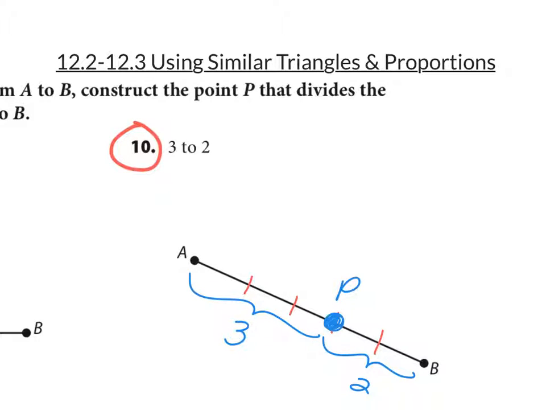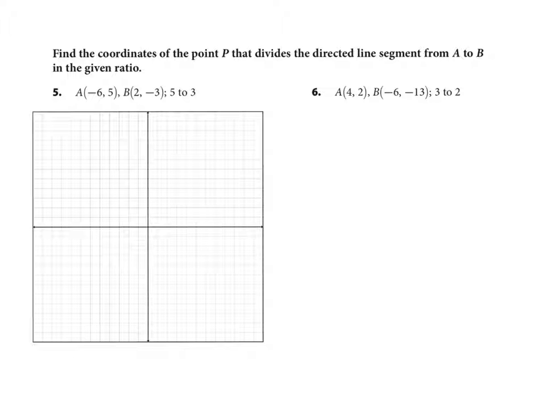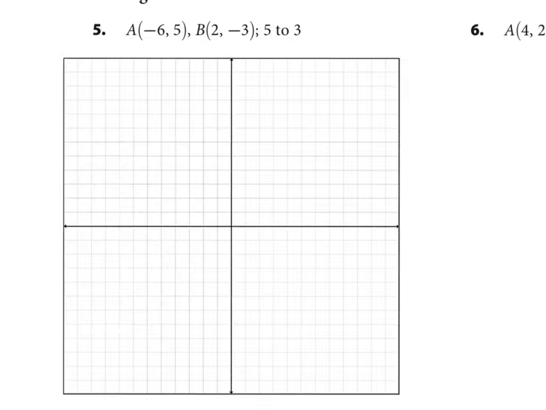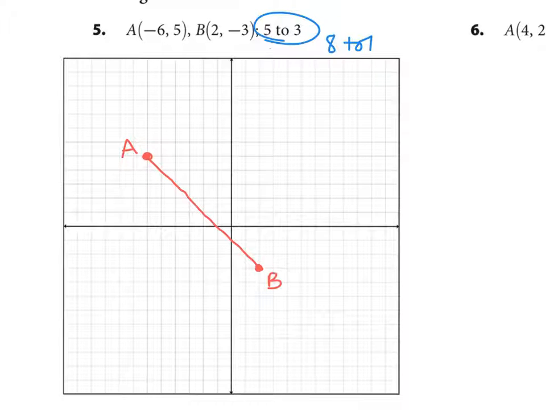All right, let's look at what this looks like on a coordinate plane. So for example, question 5, they're asking me to do the same thing, except this time they're giving me specific coordinates. All right, so the first thing I'm going to do is go ahead and plot these points so I can see what my segment looks like. So as with the previous example, I know I need a ratio of 5 to 3, which means I'm going to need 8 total sections.